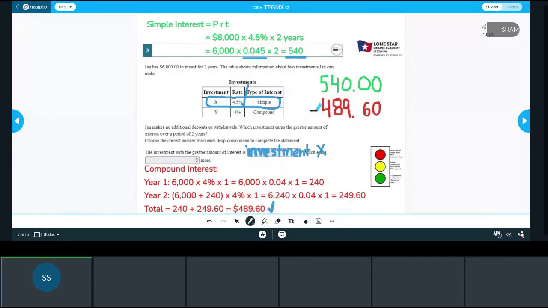Difference means subtracting. Go find the difference. When I calculated the difference, I got $50.40. That's the difference between the two investments. Okay, so this is what goes over here, $50.40.